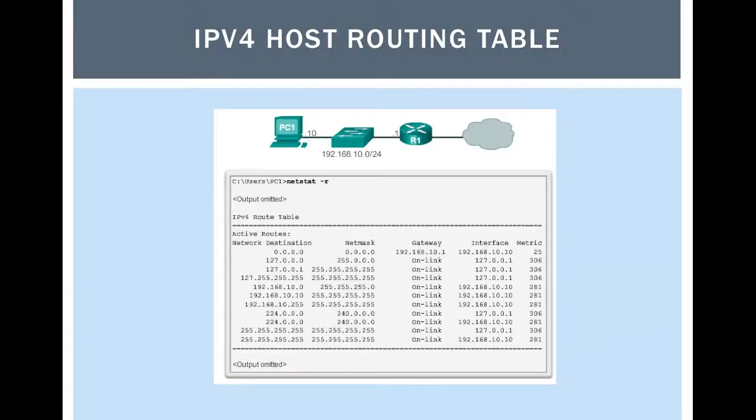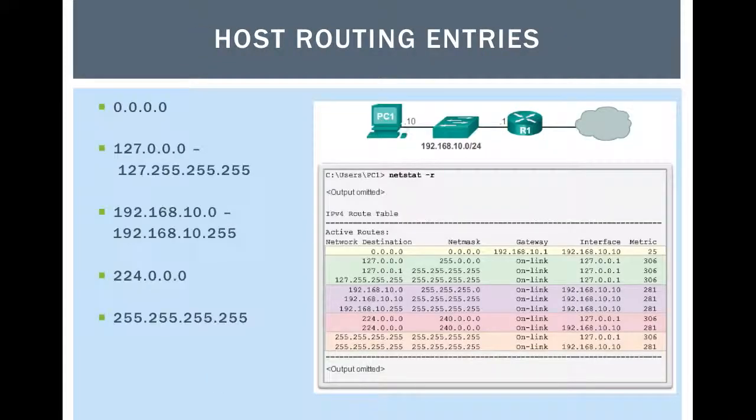Host routing entries are the destination networks that can be grouped into 5 sections, as identified by the highlighted areas in the figure. 0.0.0.0 is the local default route. That is, all the packets with destinations that do not match other specified addresses in the routing table are forwarded to the gateway because they are remote networks.